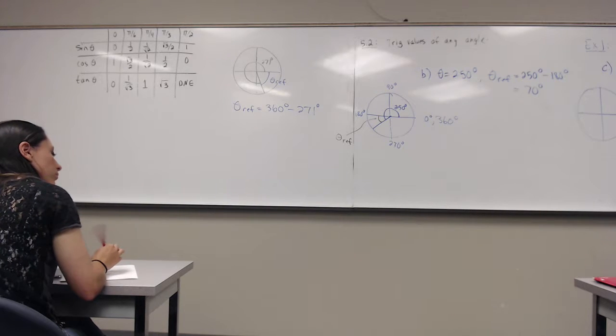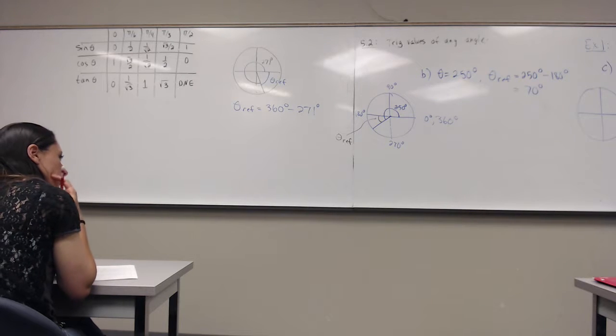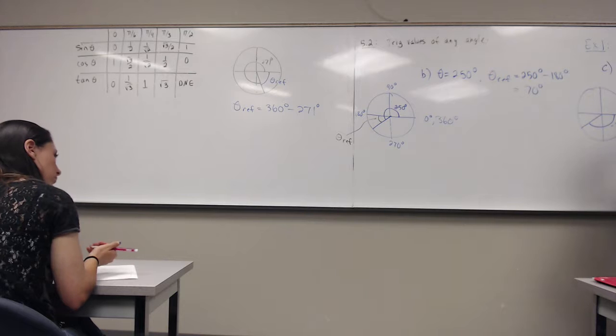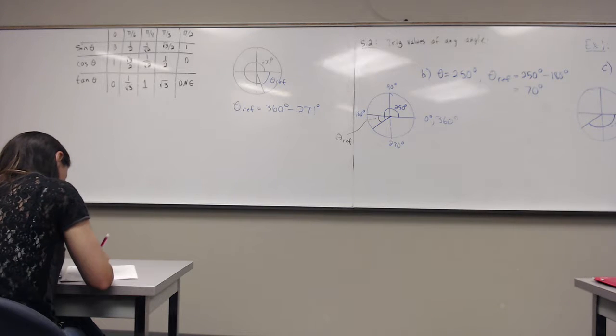So -3 pi/4 is almost half of a clockwise rotation. Starting from the positive or the standard position, you're going to probably end up in the third quadrant, because it's just slightly more than minus pi.